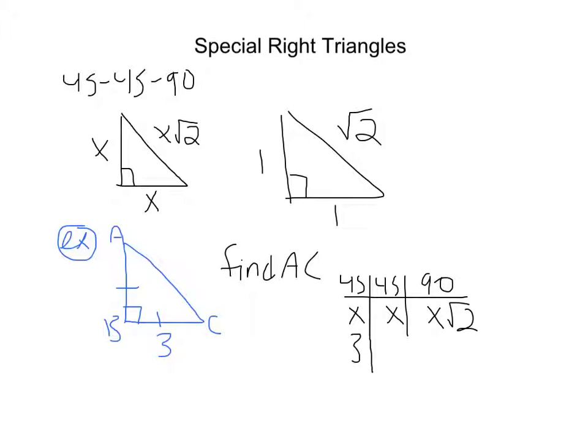So now I can look at my chart and just fill in all those x values that I already know. So that means my other 45 is going to be 3, and my 90 side is going to be 3 square root of 2. The side I'm trying to find is AC, which is across from 90, which means that AC is 3 square root of 2. And remember, that's 3 times the square root of 2. It actually has a specific value. If you want to put it in a calculator, you can get the actual decimal value. But leaving things with square roots, that's actually the simplest answer that we can get.